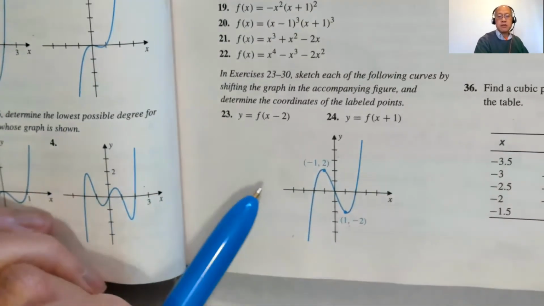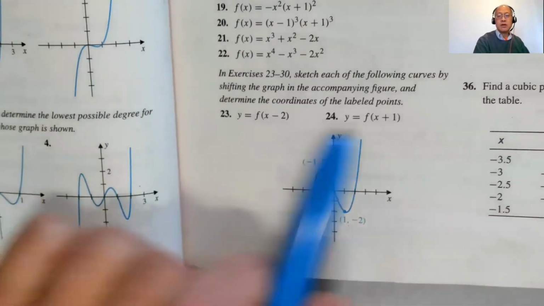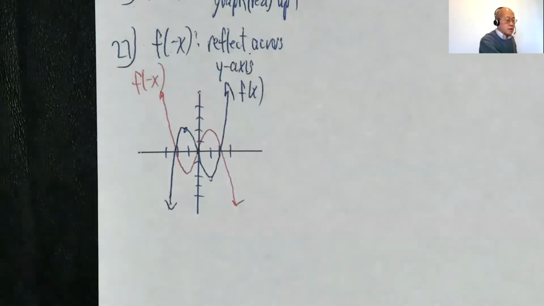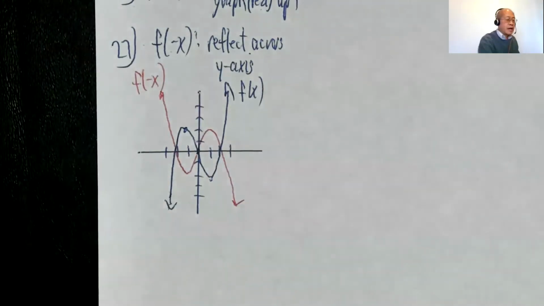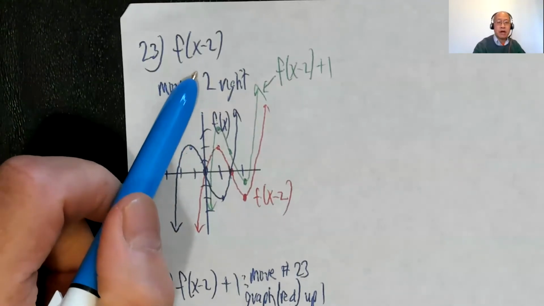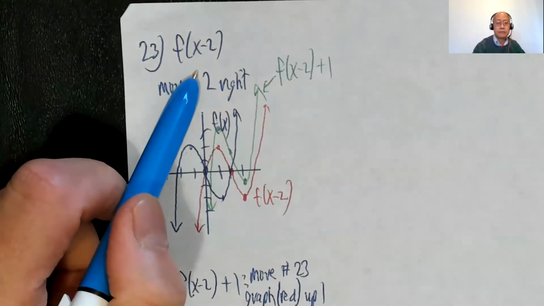Okay, then some problems like this give you a graph, and ask what happens to all of these. That's something that we've seen before, especially from the previous chapter, right? Okay, so 23, f of x minus 2. Oh, that picks up the graph and moves it 2 to the right.